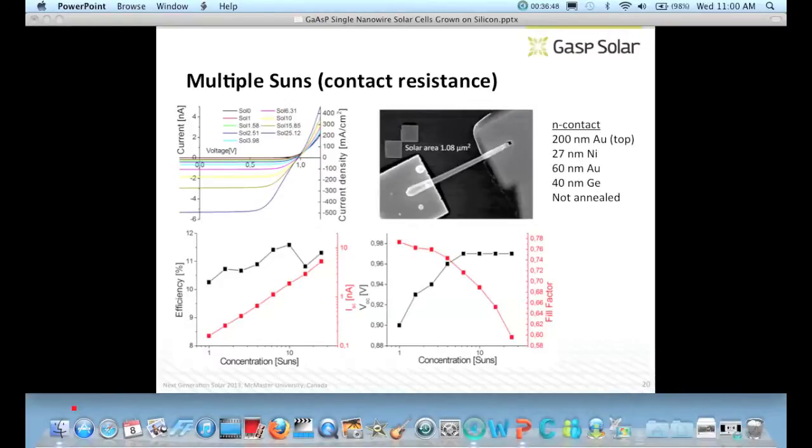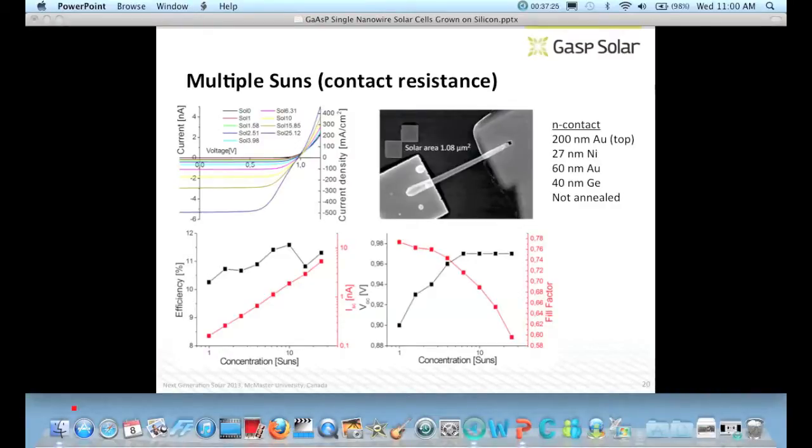Now, I should say we are still working on these results, so we haven't reached any good conclusion yet, but I'm showing you this anyway. You see, as the number of suns increases, there is a higher series resistance. The efficiency goes up slightly, to around 11.5%. The short circuit current increases as it should as a function of concentration. The fill factor decreases, again a sign of a higher series resistance. The open circuit voltage starts out increasing slightly and then it saturates. So all in all, it's not ideal.